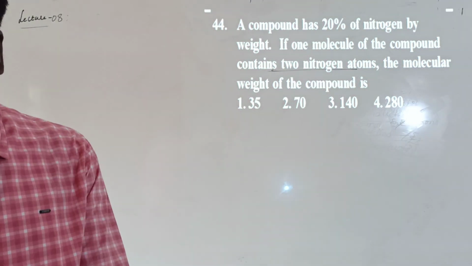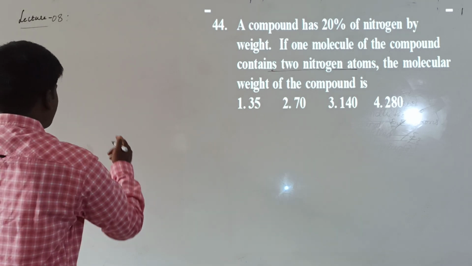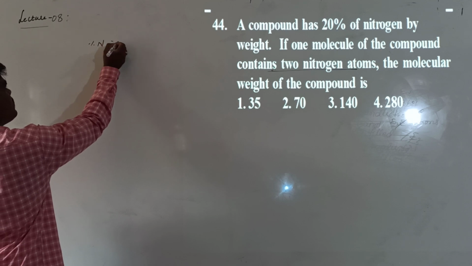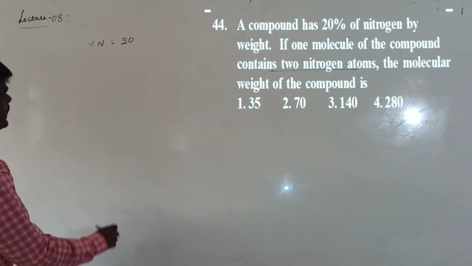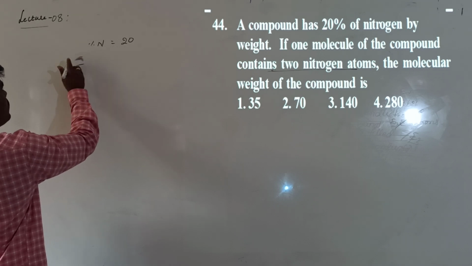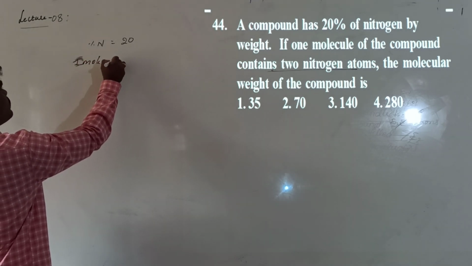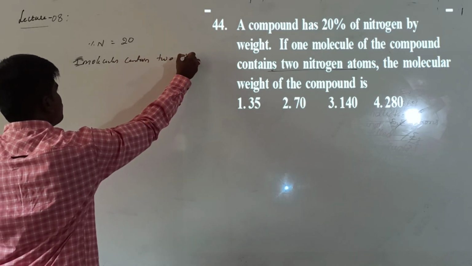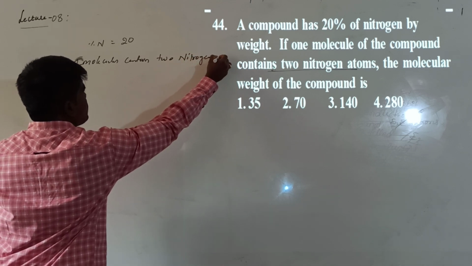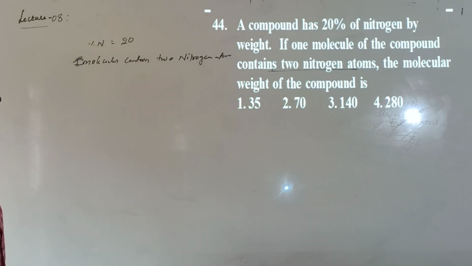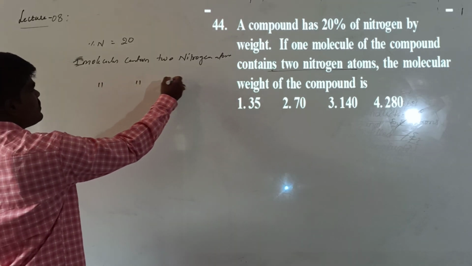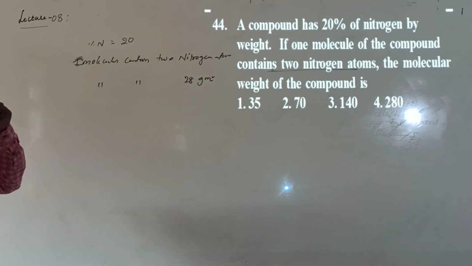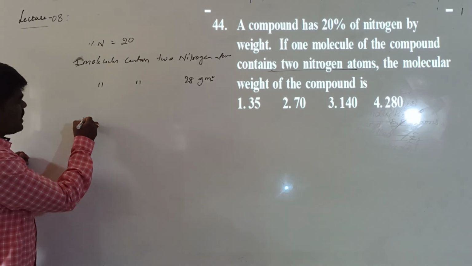What has he given? The percentage of nitrogen. What is the percentage of nitrogen? Percentage of nitrogen is given as 20. Right? And one molecule contains 2 nitrogen atoms. That means what might be the mass of nitrogen in one molecule? That means one molecule contains 28 grams of nitrogen. Isn't it?